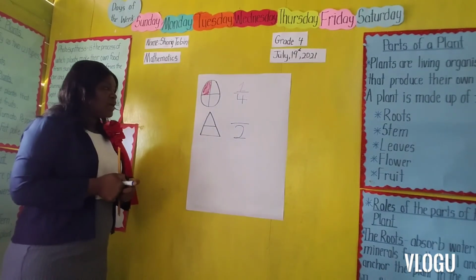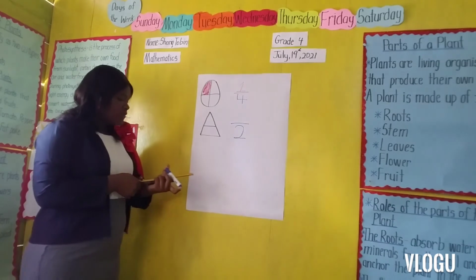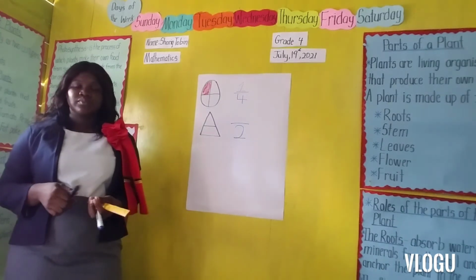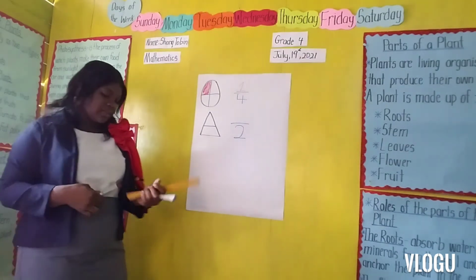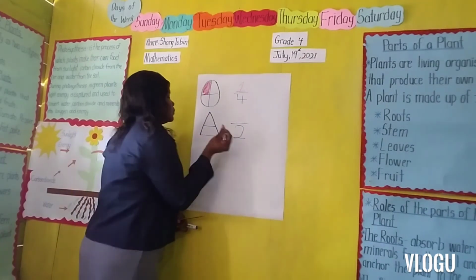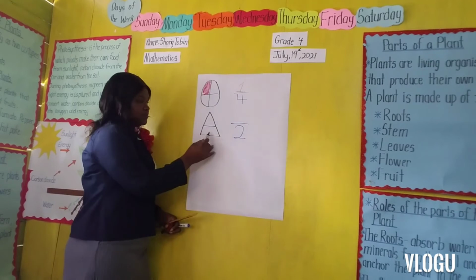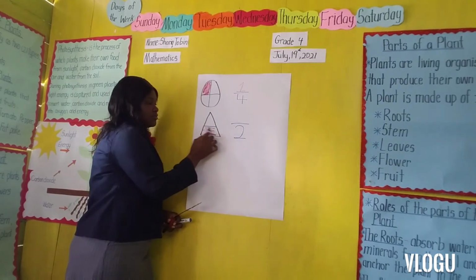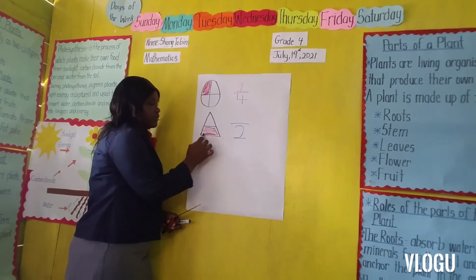And how many parts would you like to be shared? Only one as well. Okay. Let me shade here. See, we're coloring. Let's color here to show how many parts have been taken away. Good.